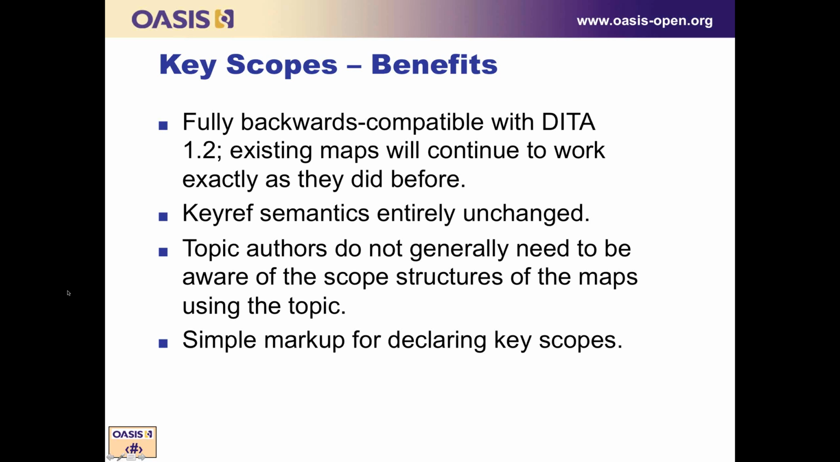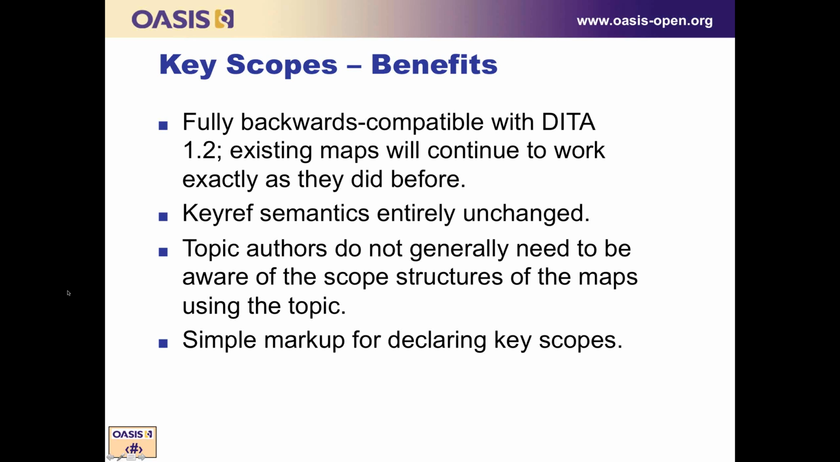The key reference semantics are entirely unchanged. Even if you want to reference a key that's in a different scope, you do that via the key name or the scope name followed by a period. And that period is a valid character in a key name. So the key ref semantics, your topic authors that are using your keys, still only need a list of valid key names. Some of those might contain periods, some of them might not. But it's still, for the author, a simple list of potential link targets with names.